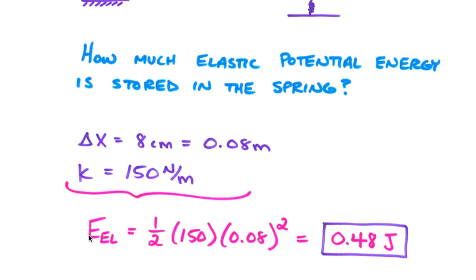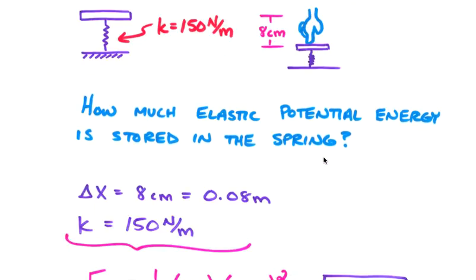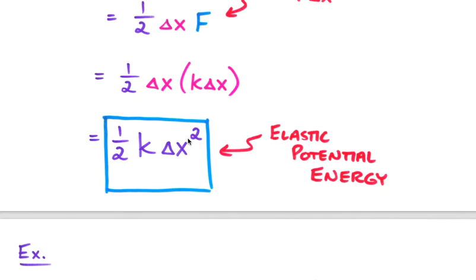So we know that the elastic potential energy is 1/2 k delta x squared. So if I plug in my k and I plug in my displacement, I will find that 0.48 joules of energy is now stored in this spring. Whoever pushed this down performed that much work on the spring, and that energy is now stored in an elastic potential form. It's a fairly straightforward equation.